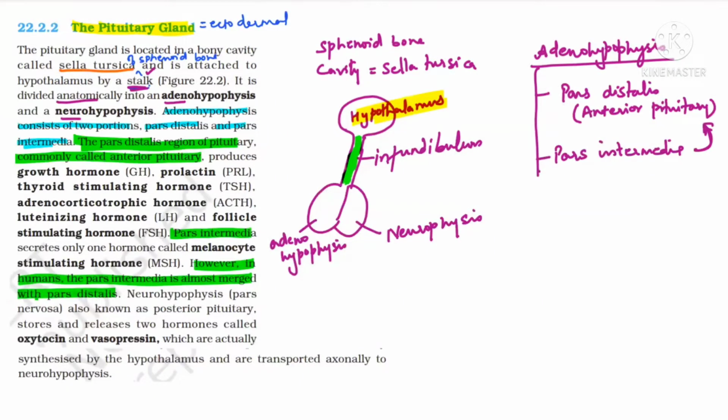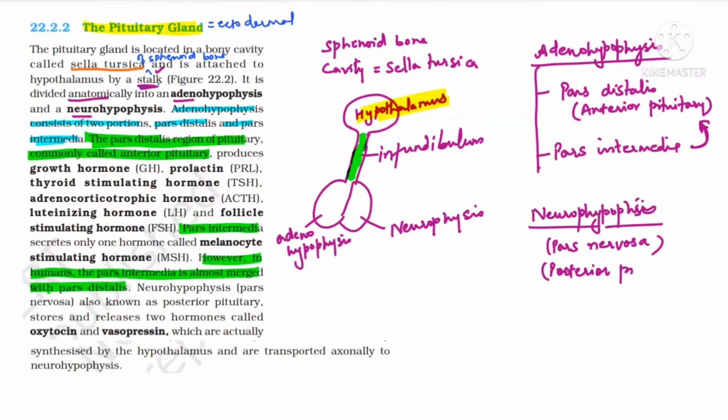Clear? Next, second is neurohypophysis. Neurohypophysis is known as pars nervosa. Pars nervosa, and it is also known as posterior pituitary. So first of all, we are focusing right now on the two regions of pituitary. So see here, this is your neurohypophysis, also known as pars nervosa, which is also known as posterior pituitary.